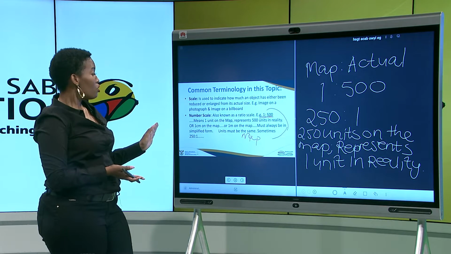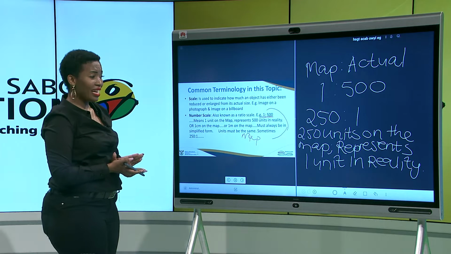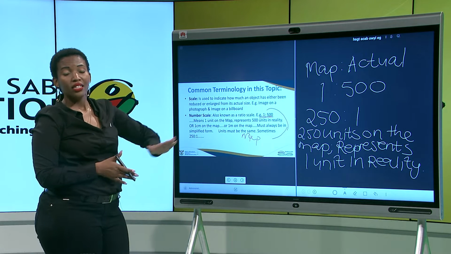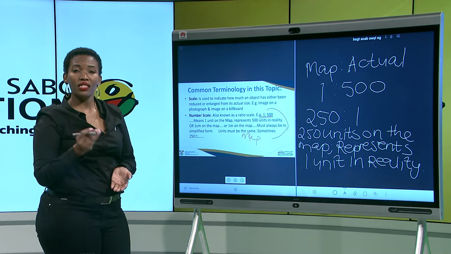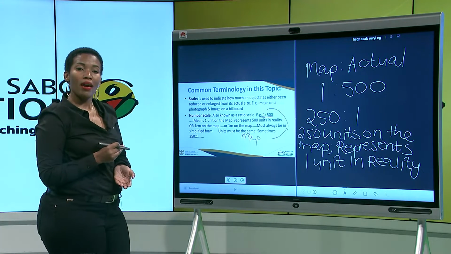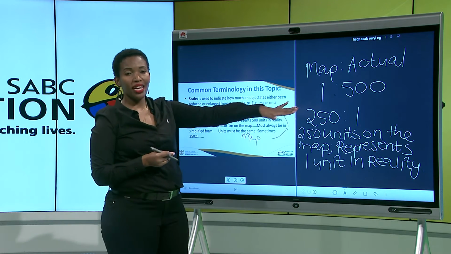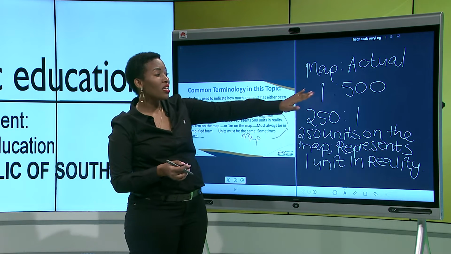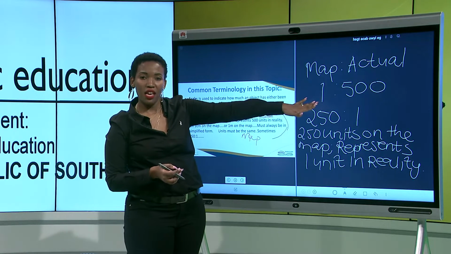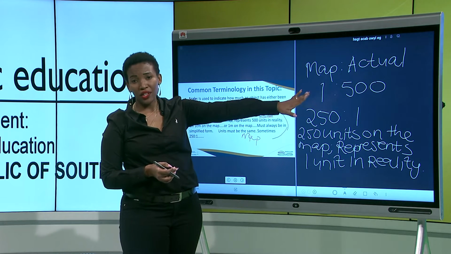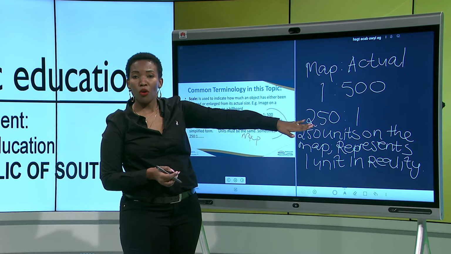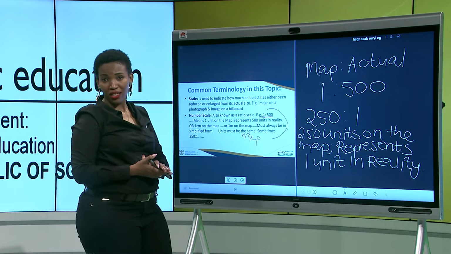And then also take note that, like I said, your units must always be the same, and your scale must always be in its simplest form. By simplest form, I mean that it is written in such a way that it cannot be simplified any further. Like your 1 is to 500. It ends there. We cannot simplify this any further. 250 is to 1. This is the simplest form. You can't continue simplifying it.